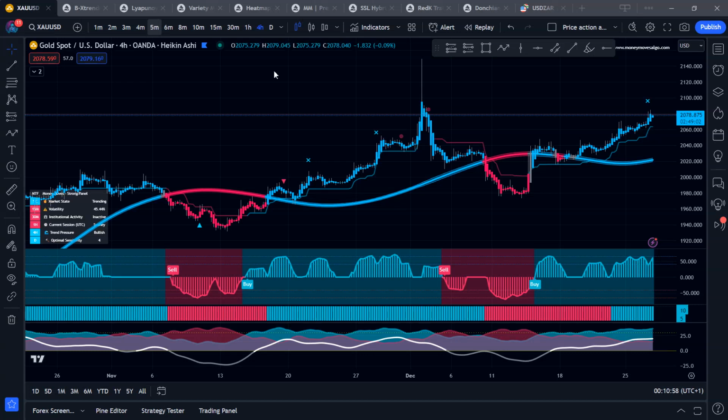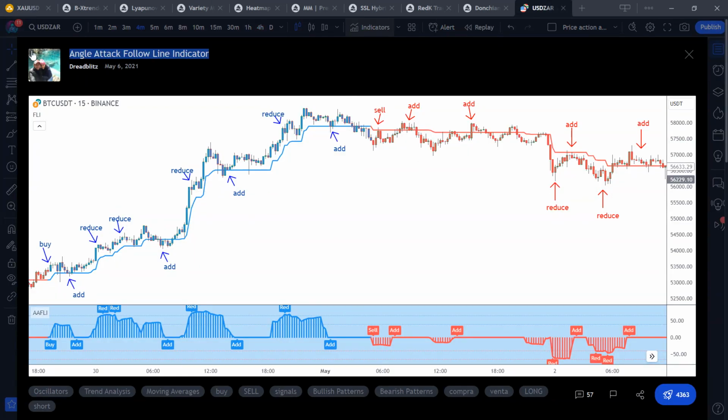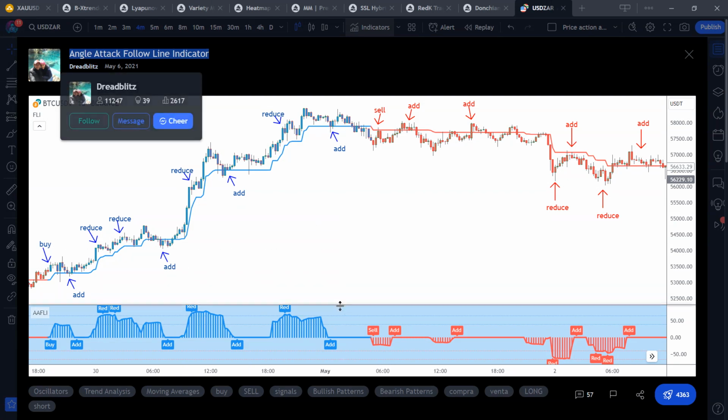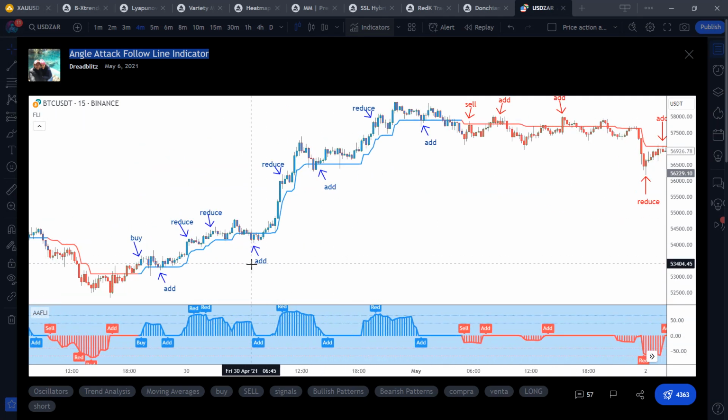I'm going to show you my strategy for how I trade. First and foremost, I'm going to show you all the indicators that I use and the settings as well. So let's start with this angle attack follow line indicator by this guy. I use it mainly for my buy and sell signals, and you can add and reduce, which means adding a position and closing a position.